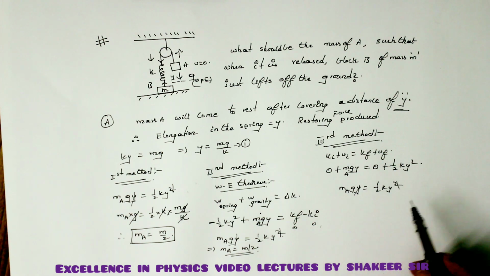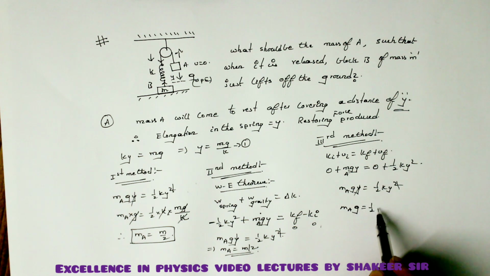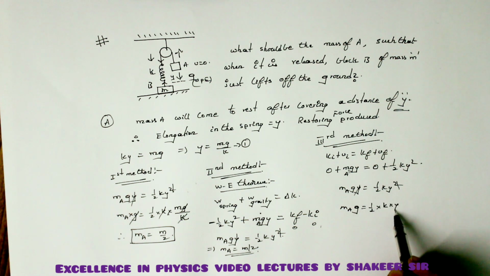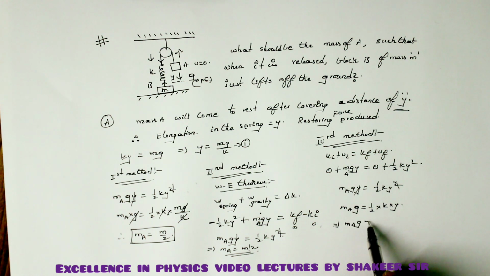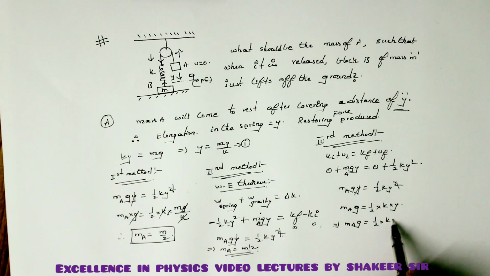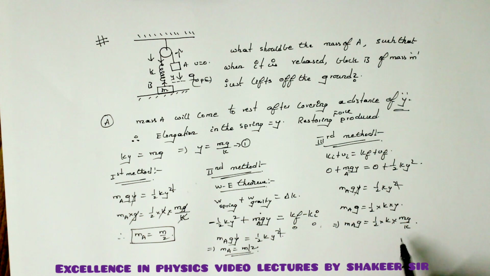So y and square gets cancelled, so again I got the same relation, ma into g is equal to half into k into y. So therefore ma into g is equal to half into k into, instead of y I can substitute mg divided by k. So k gets cancelled, g gets cancelled, so ma is equal to m by 2. So these are the three methods in which I can solve this problem.